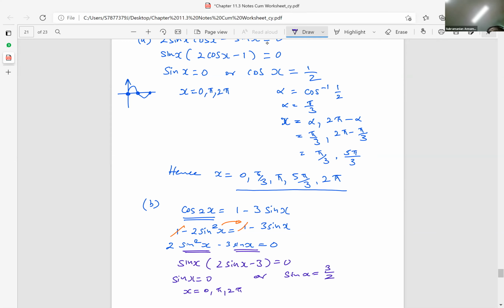Now, guys, is this valid or not? Is this valid? No. Why not? Even without using a calculator, you should be able to tell me that this is not valid. Why? Because what, guys? Sine x is between what and what?